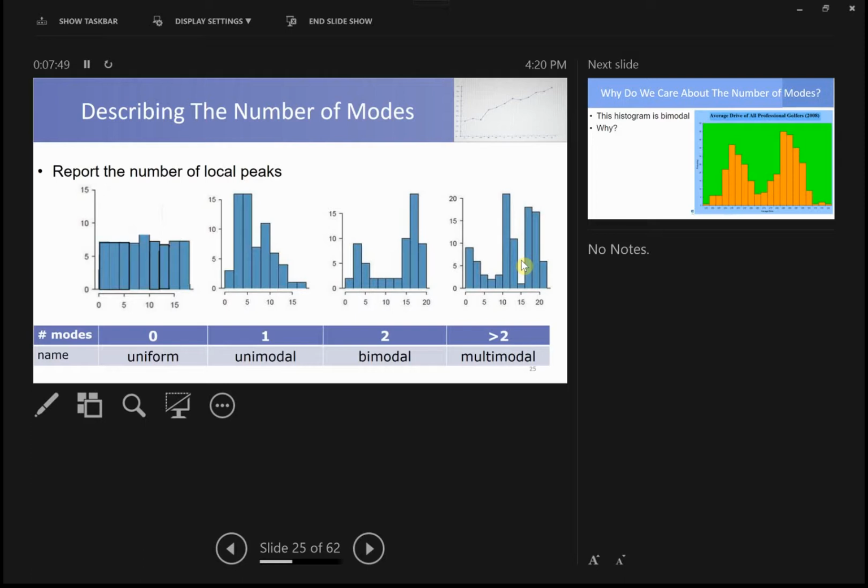If we have one local peak, we call this unimodal, one mode, like unicycle, right? One wheel, okay? 2 modes, bimodal, like bicycle, right? 2 modes. And if we have more than 2, we don't try to put a fine point. We don't have trimodal and tetramodal. We just say it's multimodal. And that occurs really rarely.